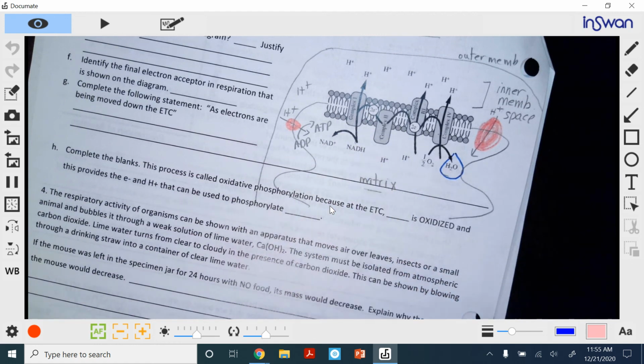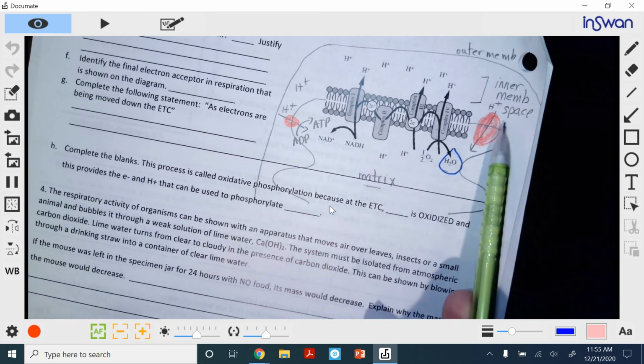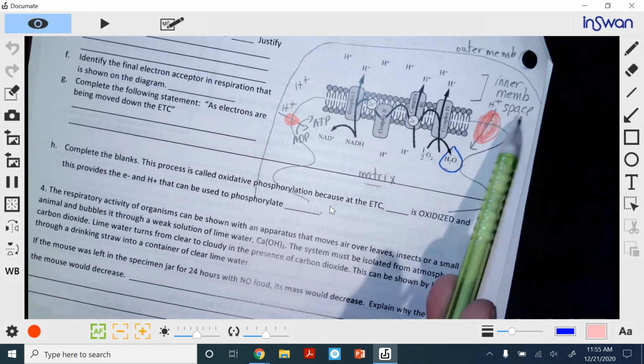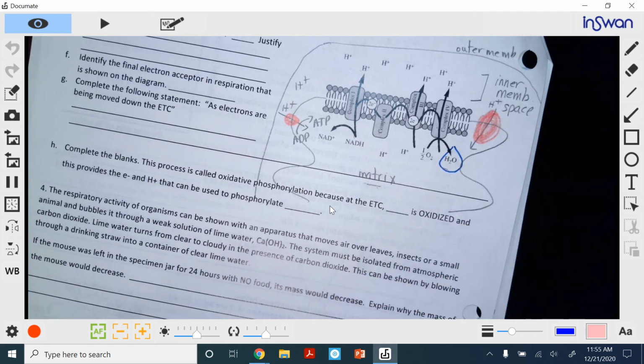Okay. Something else that they love to do, they like to bring in ideas from multiple units. So here I just taught you this stuff, but can you tell me this? The matrix or the inner membrane space? Where is it more acidic? The matrix or the inner membrane space?